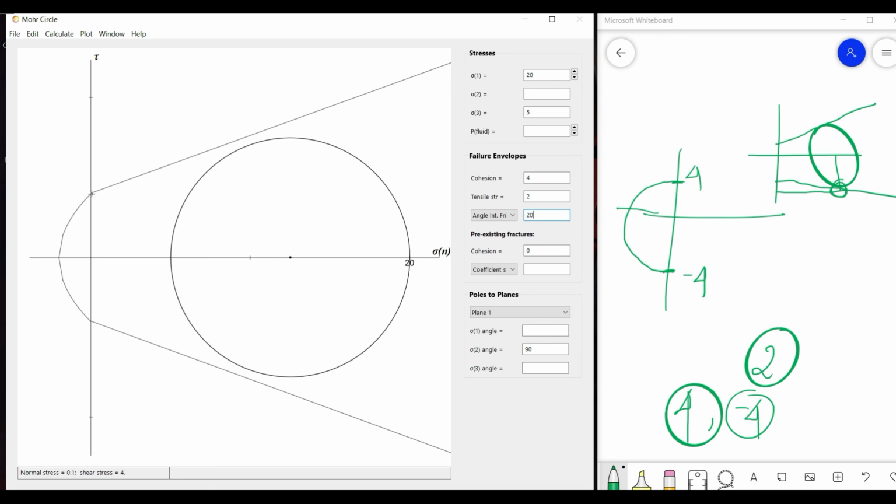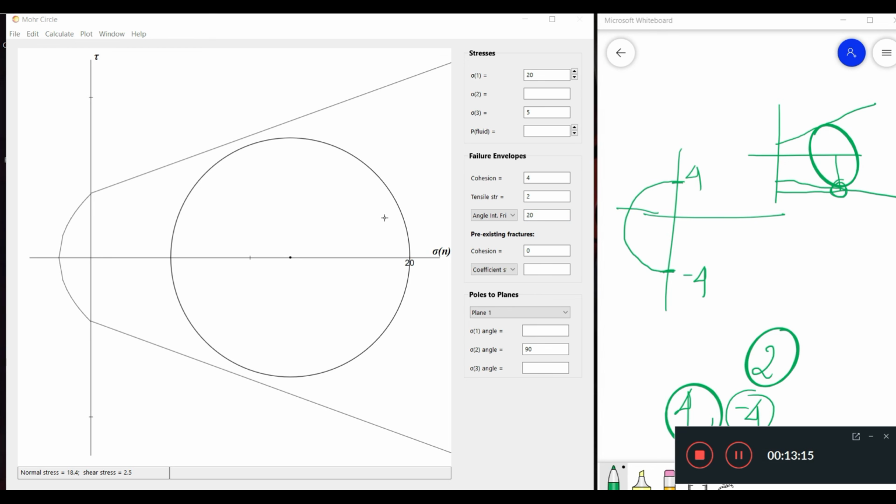We also got to know that this straight line, which we are trying to draw tangentially to the Mohr circle, represents the angle of internal friction. As we increase or decrease the angle of internal friction, we can change the slope, and we can see the change in slope of that particular straight line. So this is very much simple.